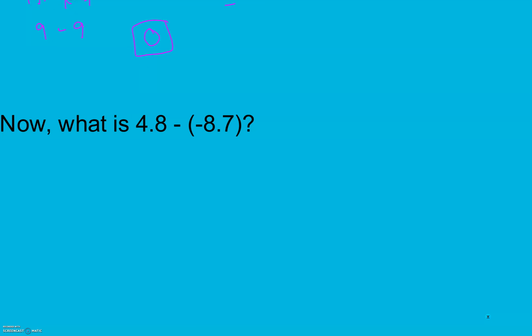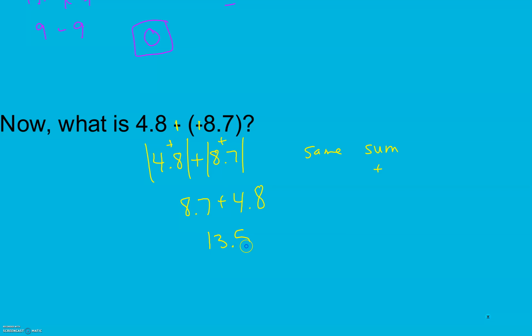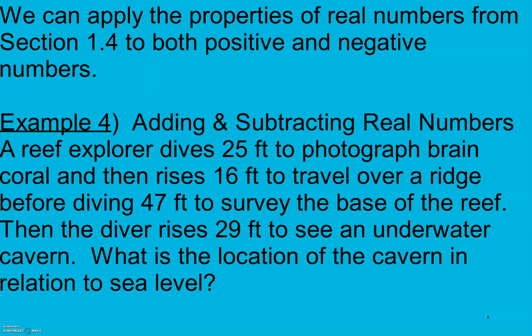First thing I'm going to do is change from subtraction to adding the opposite. So I'm going to change it from 4.8 minus to plus, and instead of -8.7, I'm going to change it to +8.7. Now I have the same signs, so I find the sum and add them up. Absolute values here, 8.7 plus 4.8 is going to give me 13.5. We can apply the properties of real numbers from section 1.4 to both positive and negative numbers.